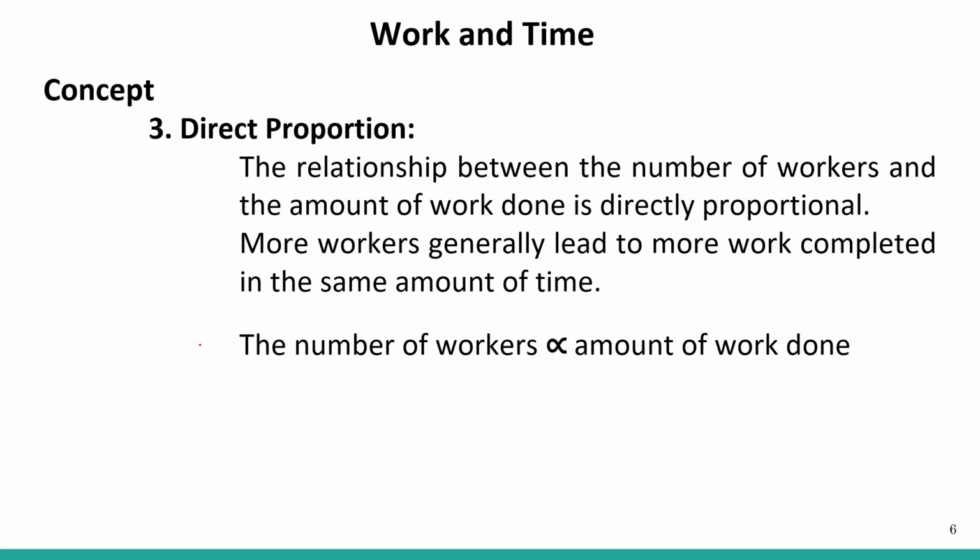So let's see what is direct proportion. The relationship between the number of workers and the amount of work done is directly proportional. So more workers generally lead to more work completed in the same amount of time. So the number of workers is directly proportional to the amount of work done. So this is the second important fact or relation.